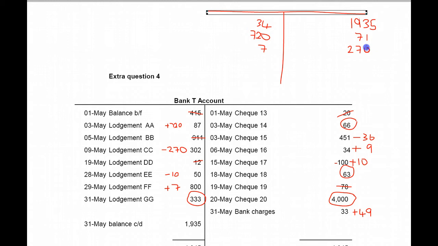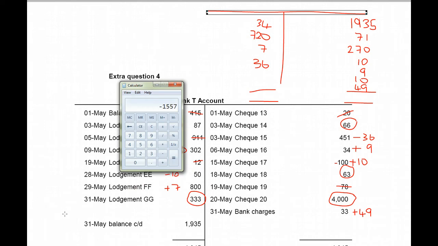270 and 10. Then I come here and I have adjustments, 3 pluses, 9, 10 and 49, and then a minus 36. Minus just goes on the opposite side, so comes here. Add up both sides. 34 plus 720 plus 7 plus 36, 797.